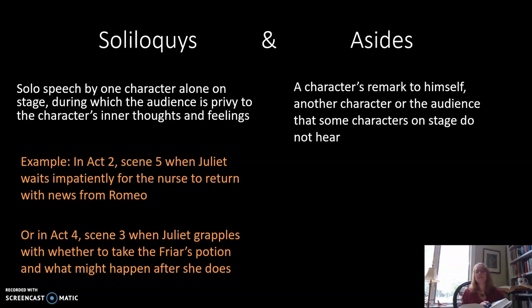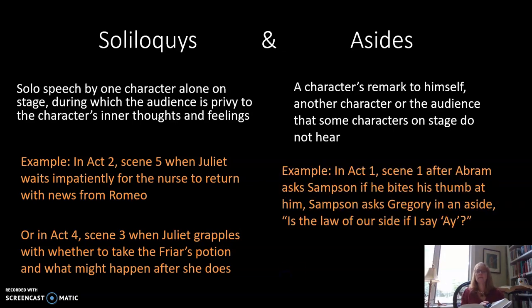An example of aside, they are sprinkled throughout the play, but for example, in the very beginning, the street scene, the street fight of Act 1, Scene 1, after Abram asks Samson if he bites his thumb at him, this is like flipping the bird in modern day, Samson then asks Gregory in an aside, "Is the law on our side if I say I?"